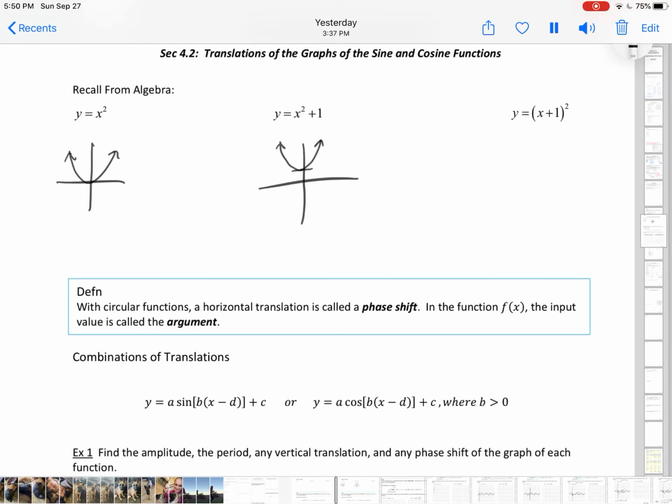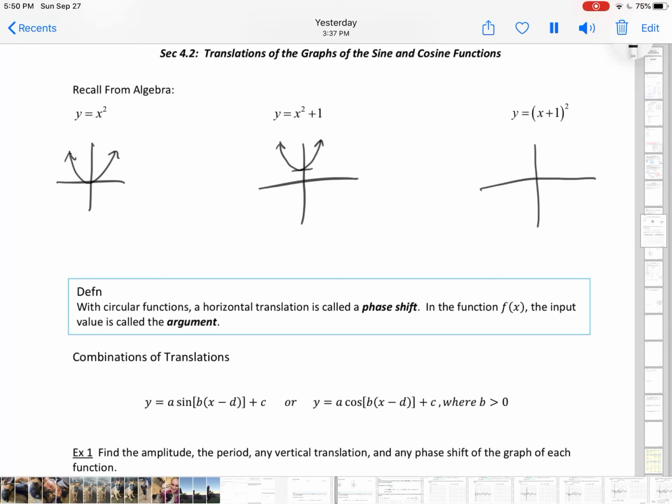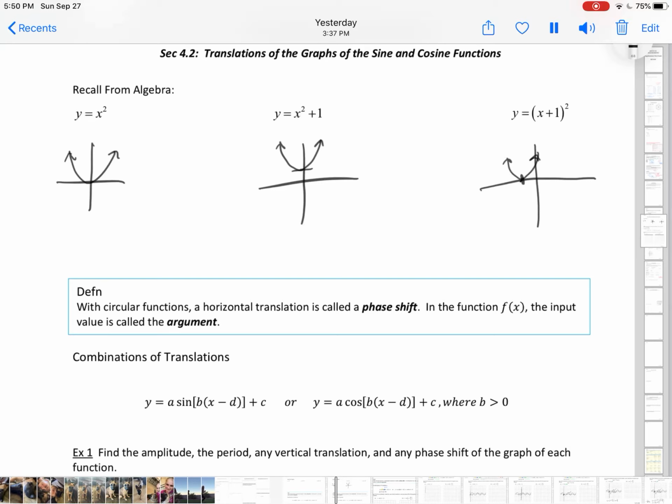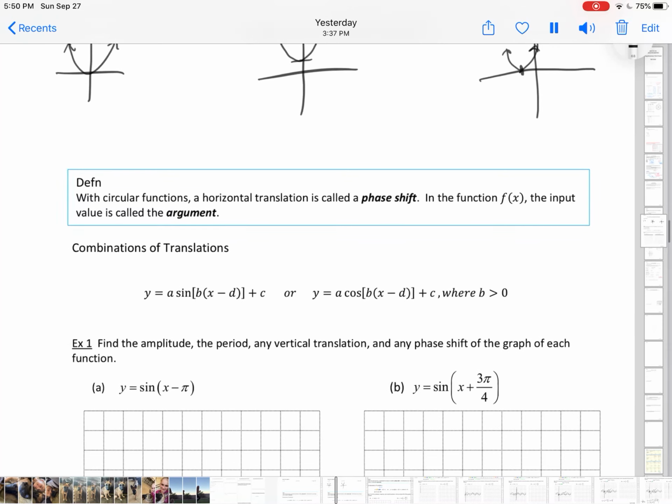And they have this one that's being shifted. Do you know which way it's being shifted? That's right, it's being shifted left 1 unit, right? Everything in the parentheses would be the opposite, much like with the circles and things that we worked with. With a circular function, a horizontal translation is called the phase shift. In the function f of x, the input value is called the argument.